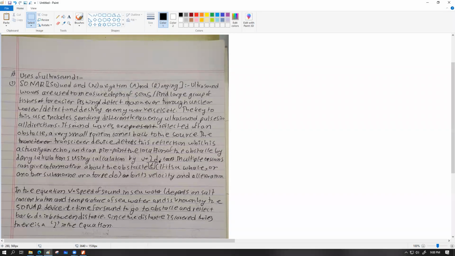The key to this use includes sending different frequency ultrasound pulses in all directions. If sound waves are reflected off an obstacle, a very small portion comes back to the source. The transceiver is a common word made from transmitter and receiver. Together we call it a transceiver. The transceiver device detects this reflection, which is actually an echo. The reflection of sound is called an echo, which is a good name that we have given it, and can pinpoint the location of the obstacle by doing calculations by v equals 2d by t.